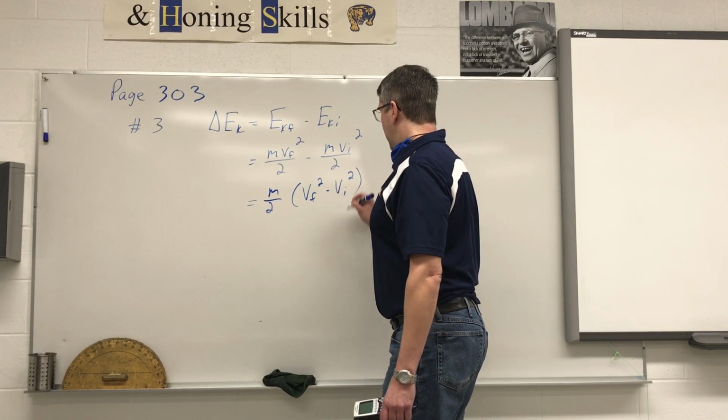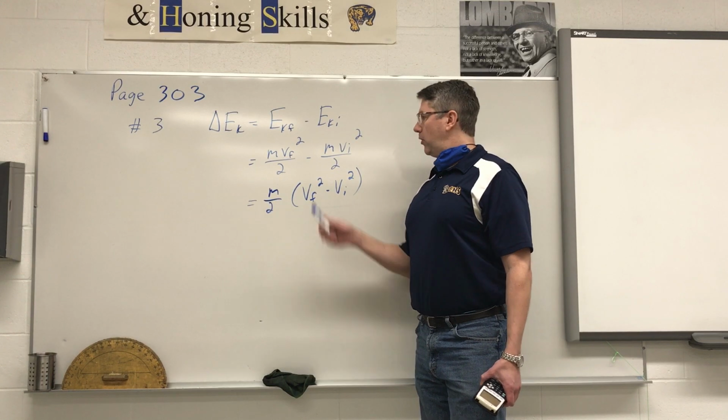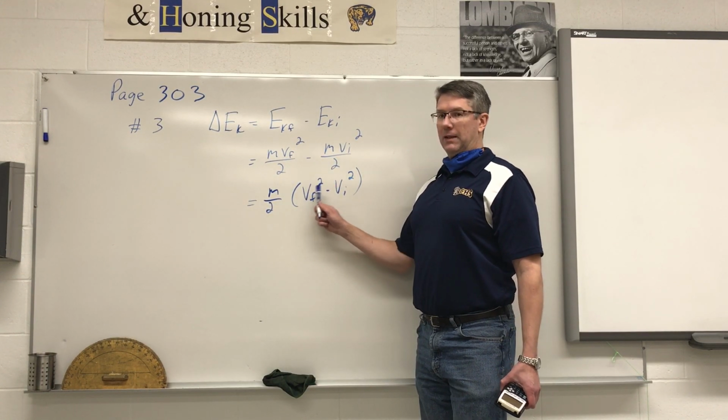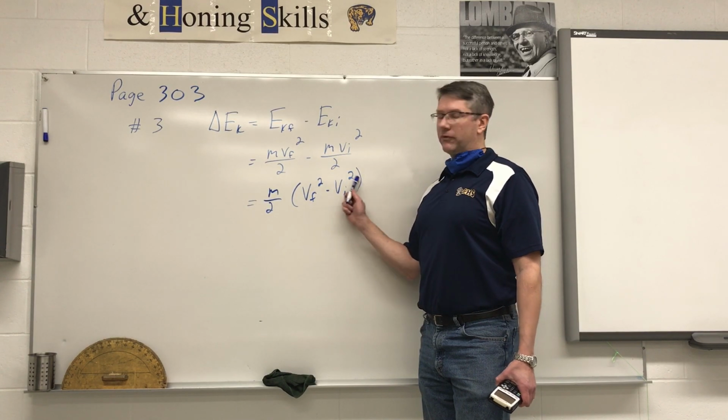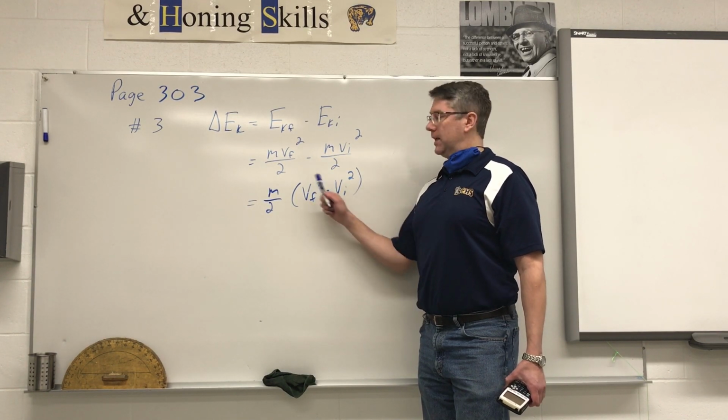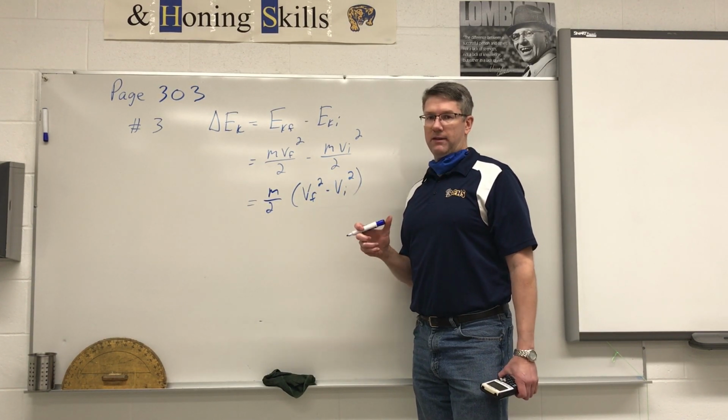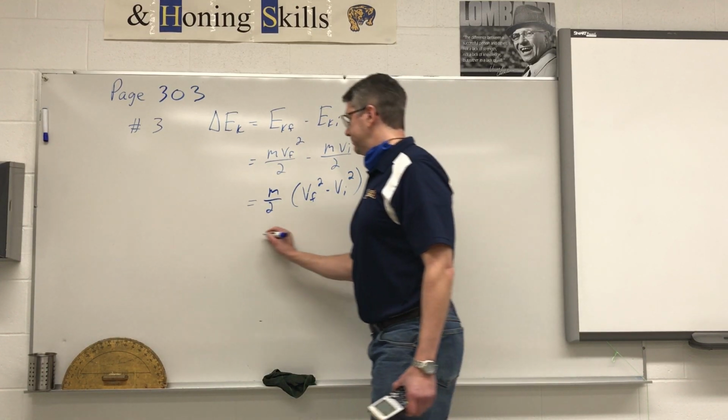Now, when you're doing this, be careful. A lot of people go v final minus v initial and then square everything. You cannot do that. You have to square them before we subtract. So I'll do this both ways to show that that's what gives us the same answer.